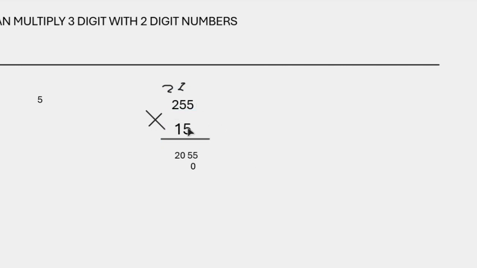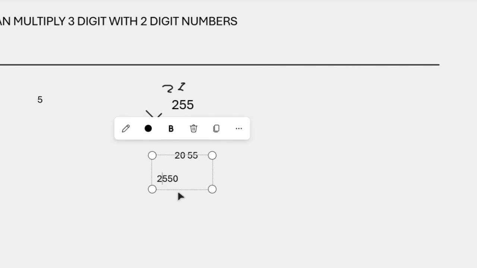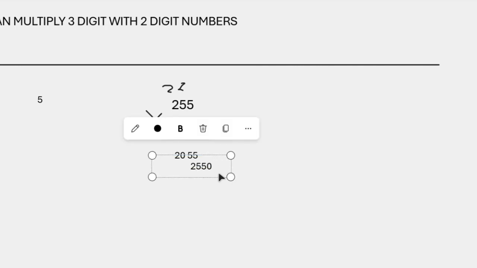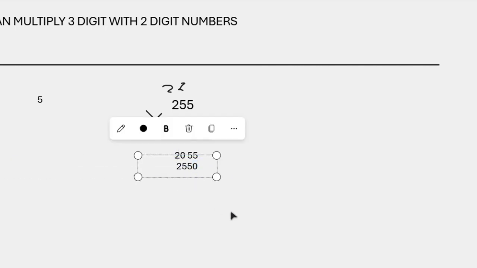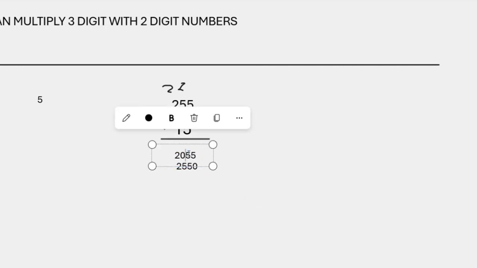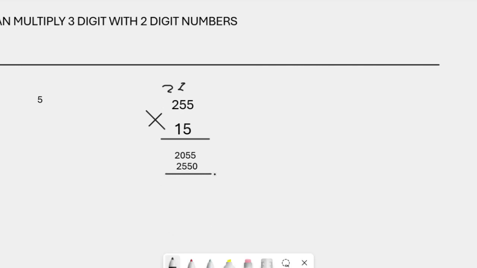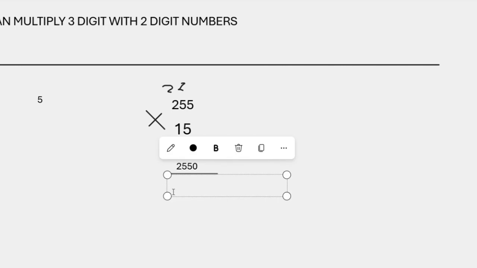And then 1 times 5, we make a 5. And now another 1 times 5 makes 5. Now 1 times 2 makes 2. Now let's add. 5 plus 0, 5.